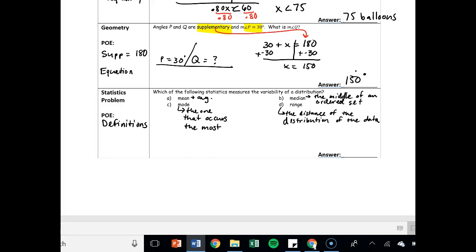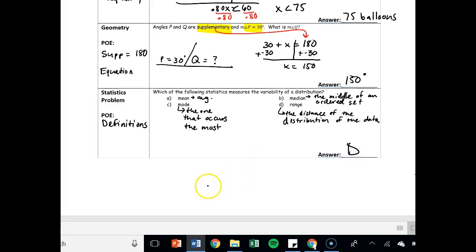Right. This last one, the statistics problem, it says which of the following stats measures the variability of distribution. You just have to know the definitions here, so I'm helping you out. The definition of mean is just the average. You add them all up, divide by how many you have. The mode is the one that occurs the most. The median is the middle of an ordered set. The range is the distance of the distribution of the data. So D is your answer, right?